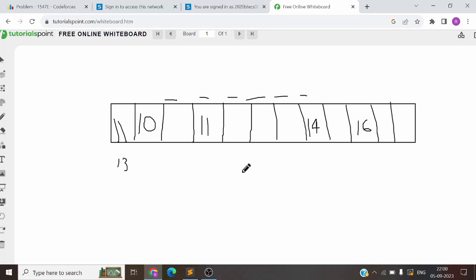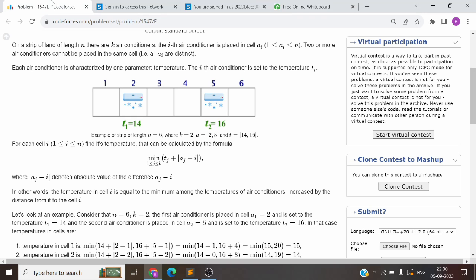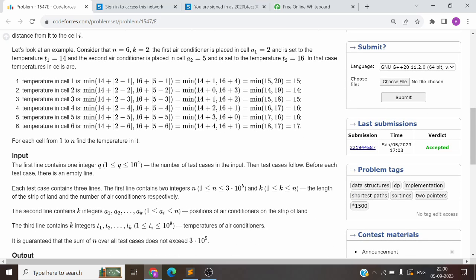Now, what is the intuition? Let's see what the brute force will be. The brute force simply says to calculate at each cell with respect to each air conditioner. If we try to do that, what will be the time complexity? There are k ACs and n positions, so it will be n into k. But since k is up to n, the worst case time complexity will be n square.